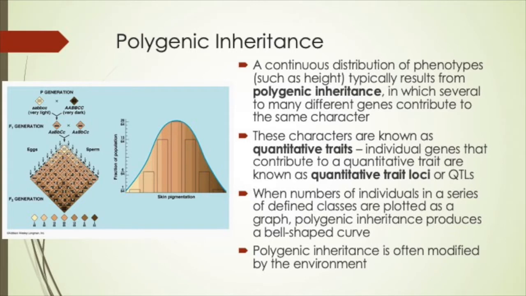Epistasis is an important factor in determining an individual's susceptibility to common diseases, such as insulin resistance. So this is something that can pass on through your offspring. And this is just an interaction of genes affecting another gene. And then there's polygenic inheritance. This is a continuous distribution of phenotypes, typically resulting from polygenic inheritance, which several to many different genes contribute to the same character.